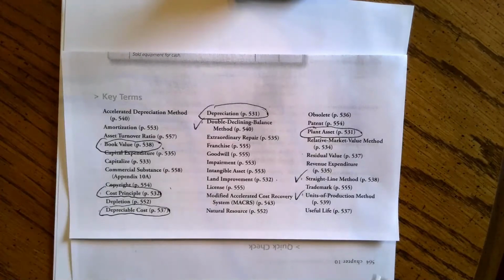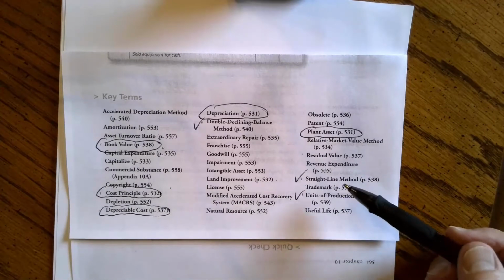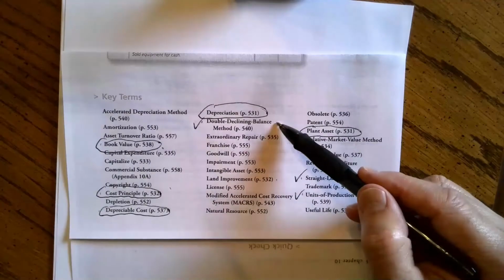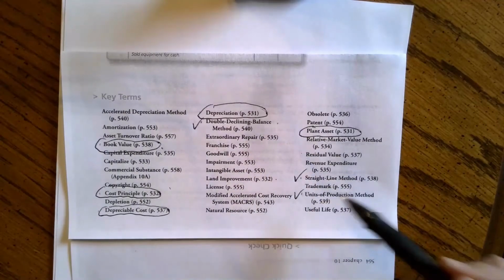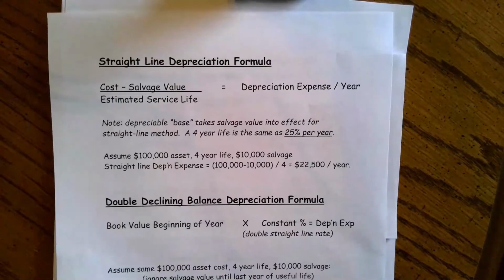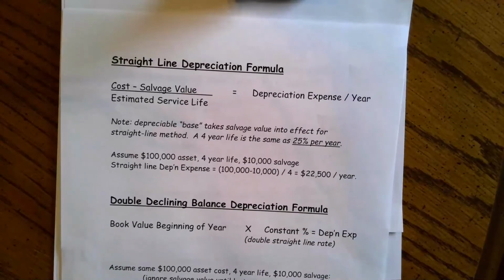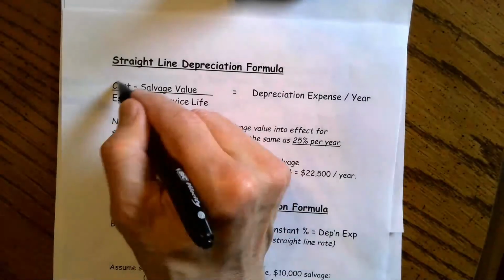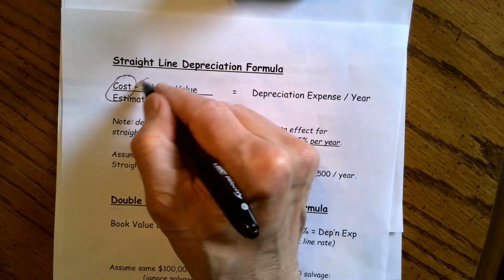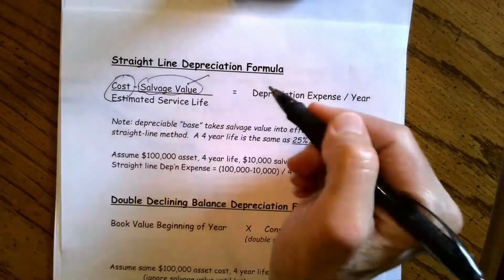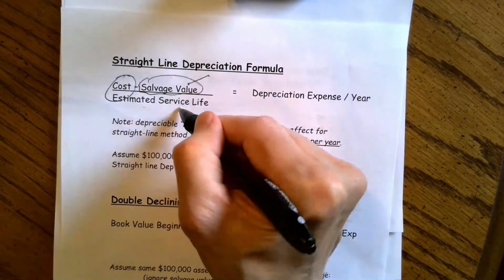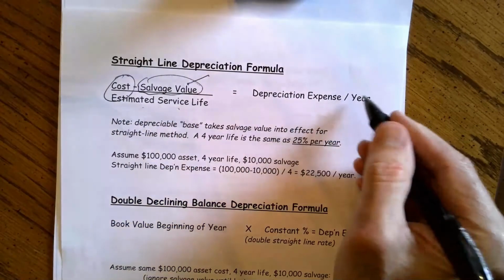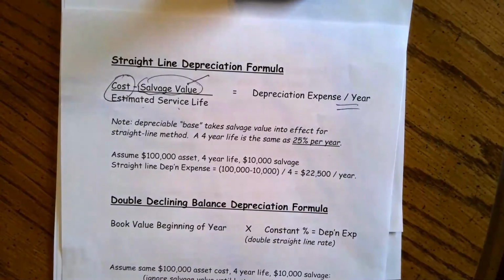Brief comment on some of the methods. The three methods that are discussed: the straight line method, double declining balance, units of production method. The straight line method is the most popular, easiest to calculate. Simply the original cost of the asset less any salvage value, which could be zero, divided by the estimated service life gives the annual depreciation expense.